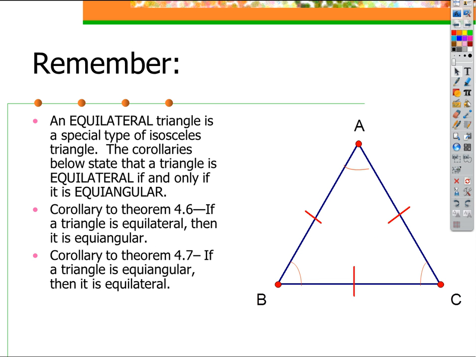We know that an equilateral triangle is a special kind of isosceles triangle. Obviously, we know all sides are equal. Equilateral means equal sides. All sides are congruent. Here's something else we know. We've got these 2 corollaries that we can take together.